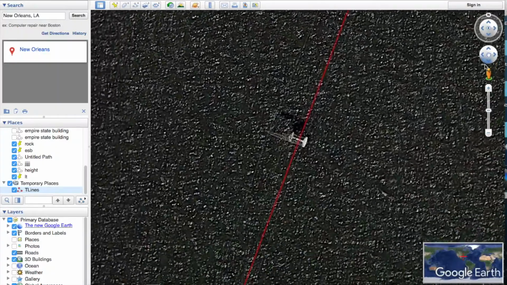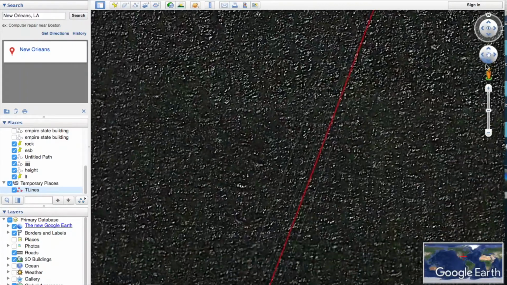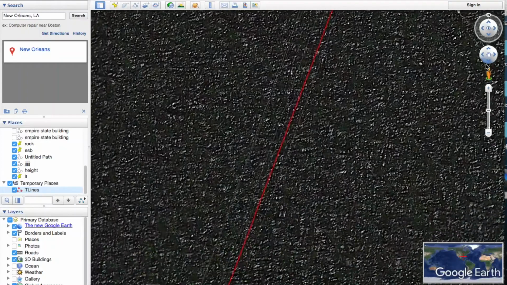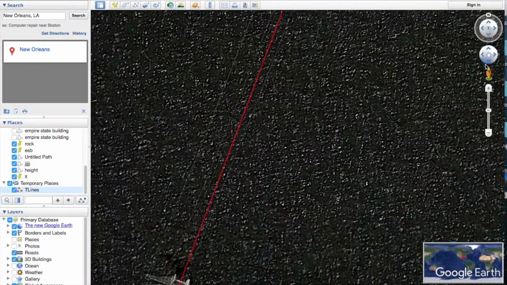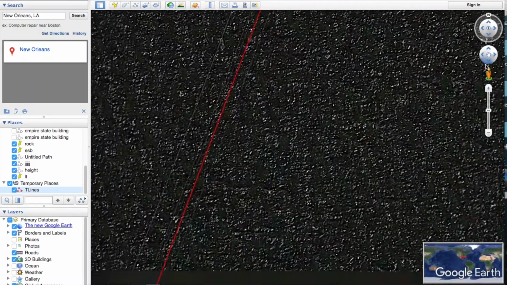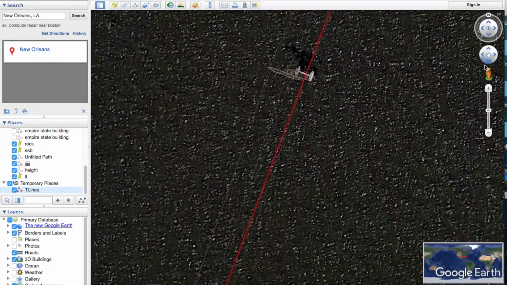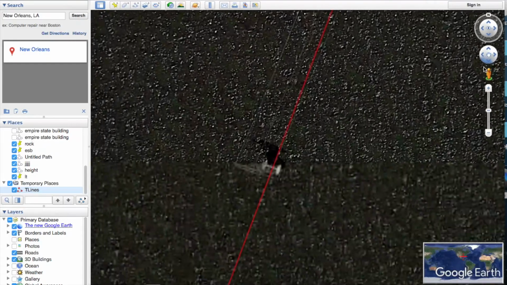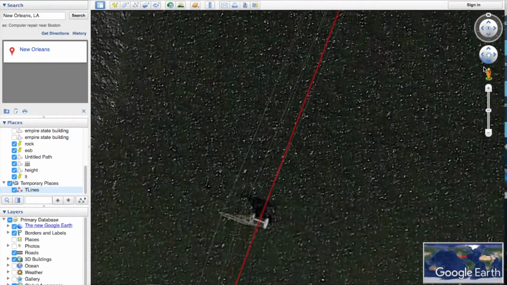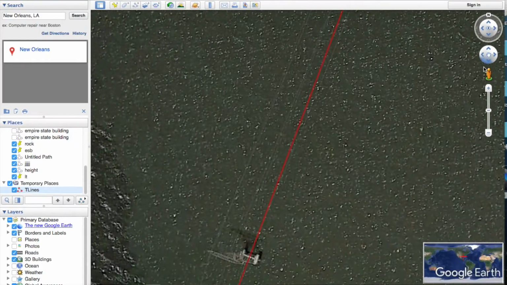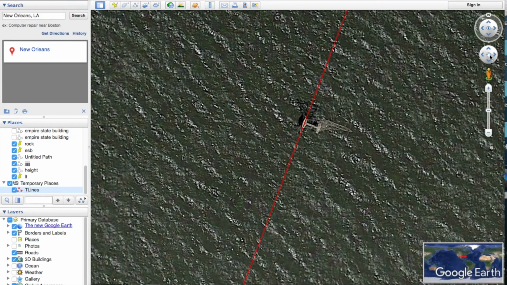Even more, the line's moving more to the right, the tower's moving more to the left. More to the left. More to the left. Kind of moving more back to the center. More to the left. More to the left. Jeez. So you can see that these towers are not straight.